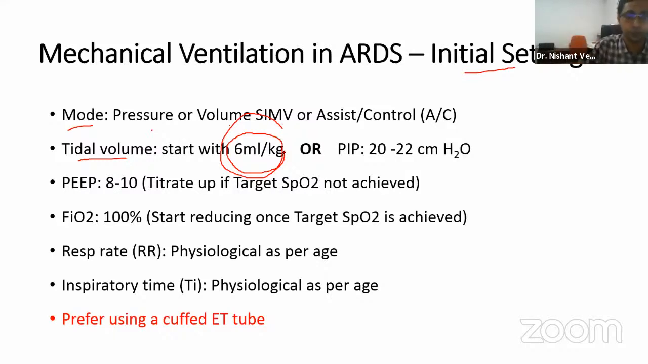Lung की compliance poor है. अगर आप वॉल्यूम ज्यादा देंगे तो pressures which would develop, the plateau pressures would be very high. That would damage the alveoli. So we would use low tidal volume ventilatory strategy, that is 6 ml per kg.